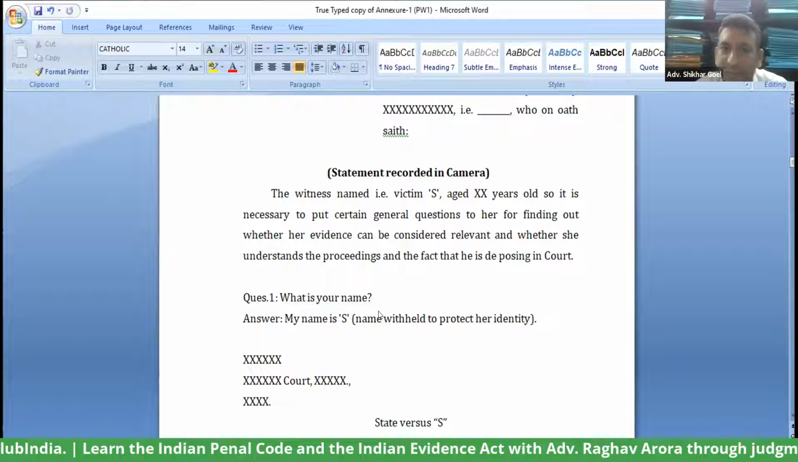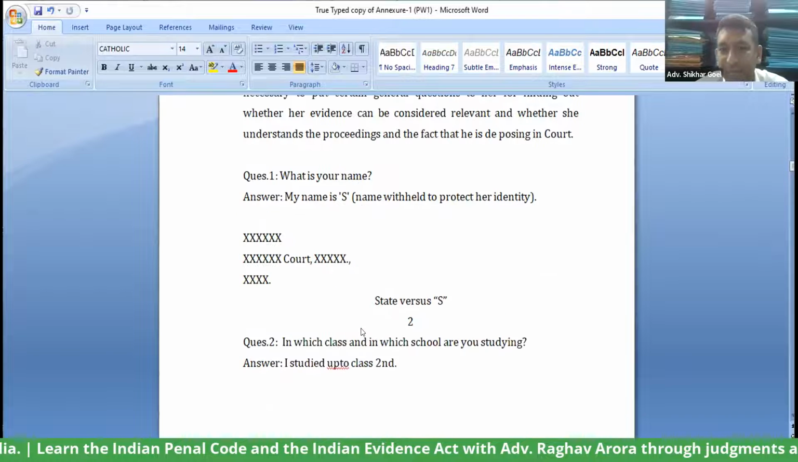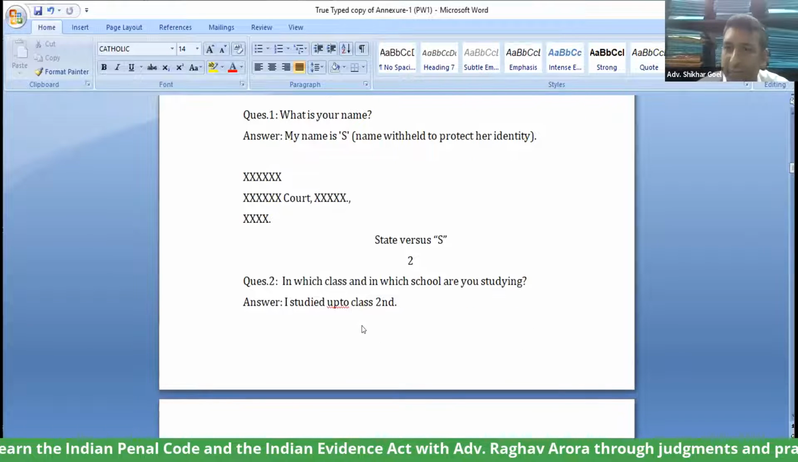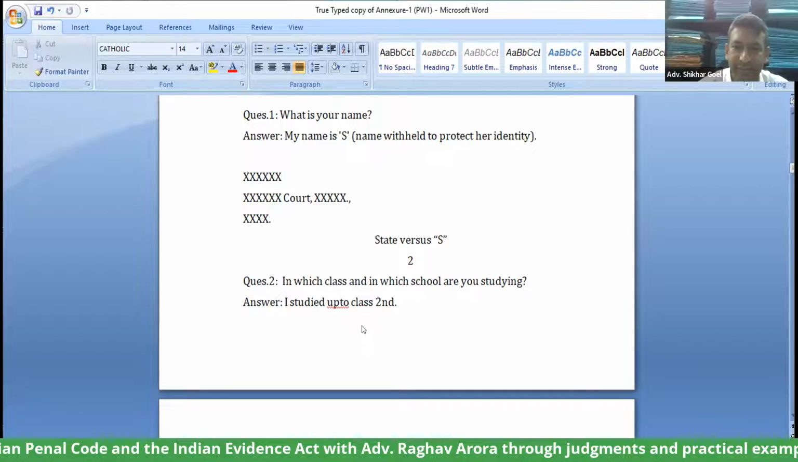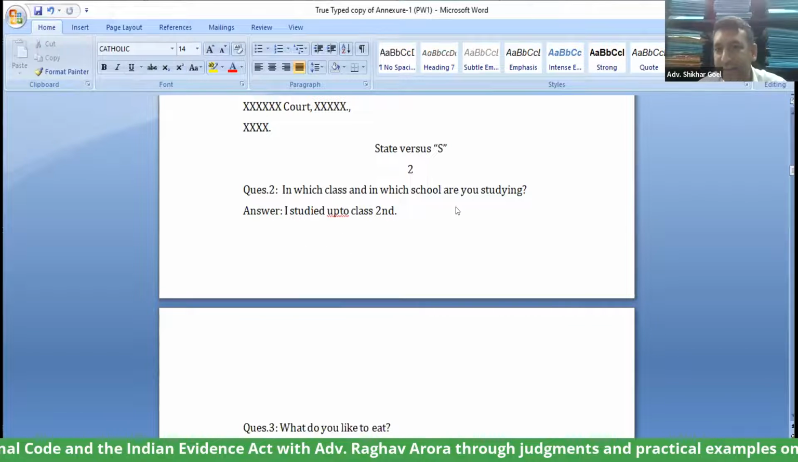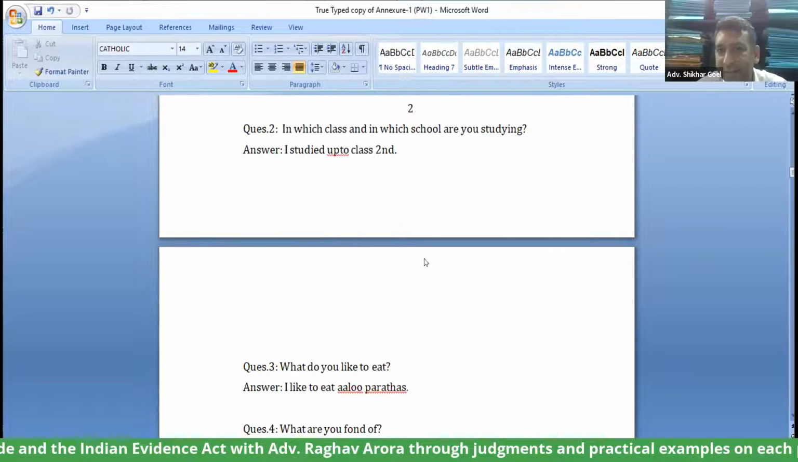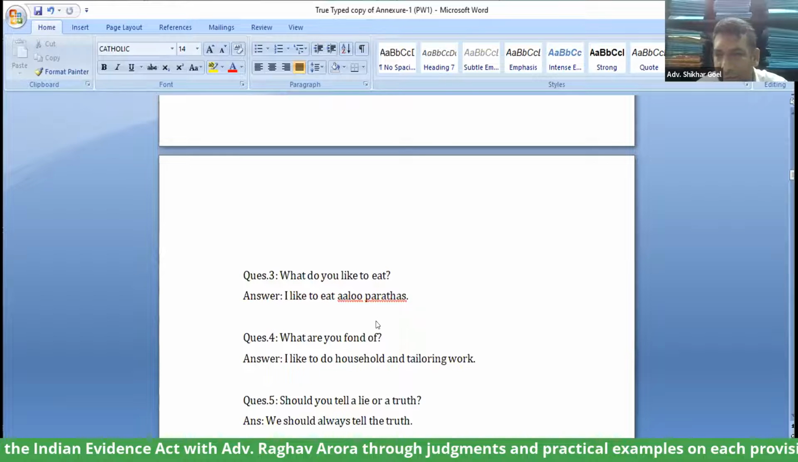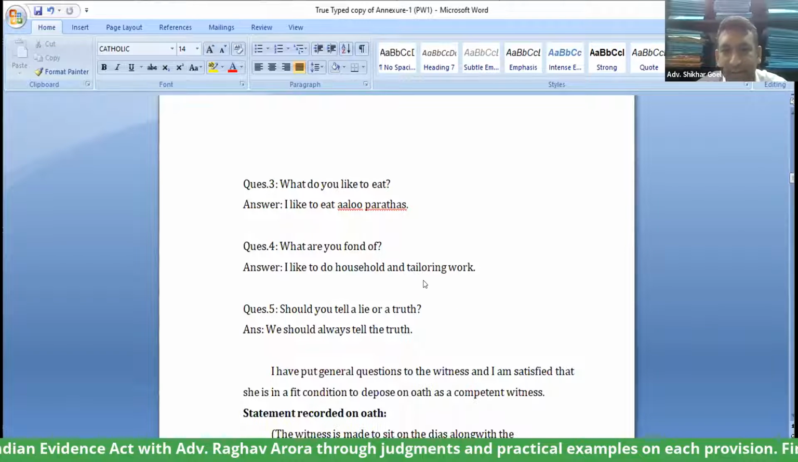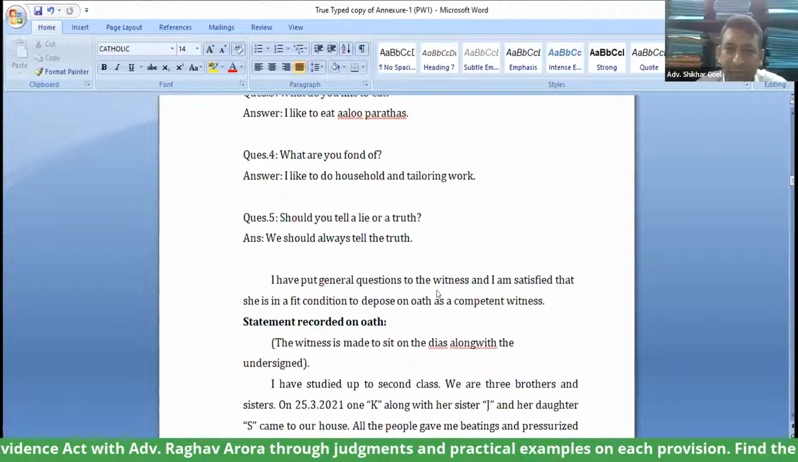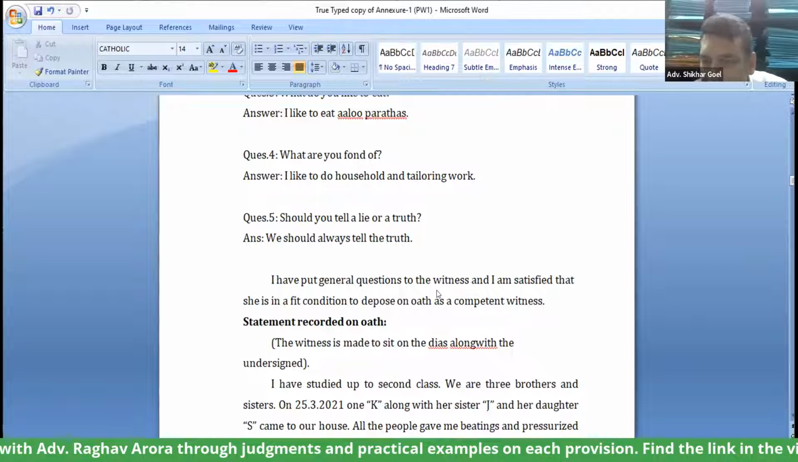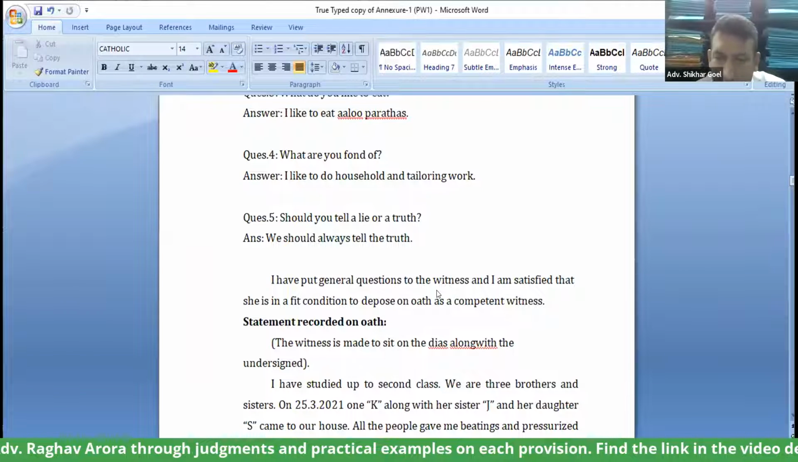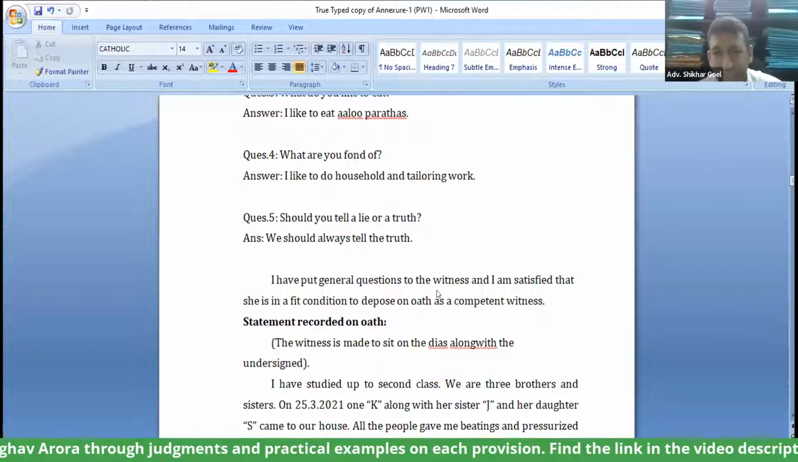They ask them questions. What's your name? What do you like to eat? So on and so forth, so that the child gets a little comfortable in the court surroundings. So you see these questions: in which class, in which school are you studying? I studied up to 2nd class. What do you like to eat? I like to eat aloo parathas. What are you fond of? So on. These are very standard questions. The judge actually makes the child sit next to her and asks such questions, and the in camera proceeding happens.